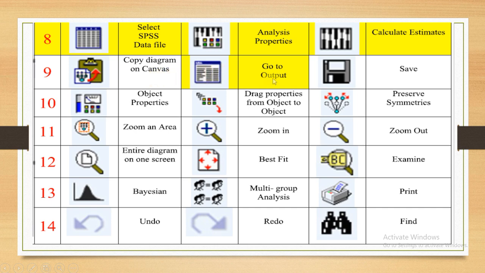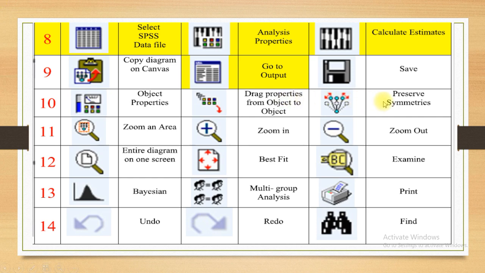Then go to output. After analyzing your data, to view the result, you have to click on this to go to your output. Then you have the save. You can also save the output of your analysis. Then object properties. Every object has its own property, whether the format, the label, the name, and other things. So you can define the property of an object. Then after defining that property, you can then drag the property of one object to another. So if you have defined the property of an observed variable, you can then drag that same property to another one.